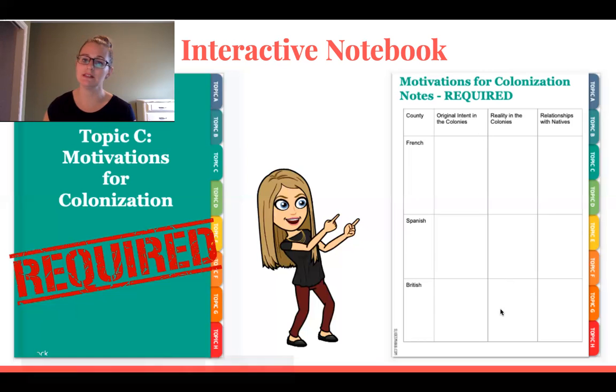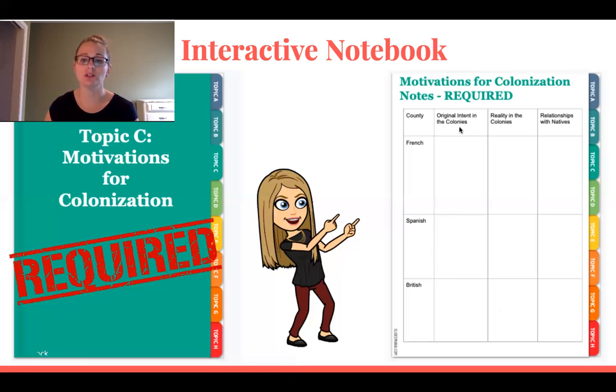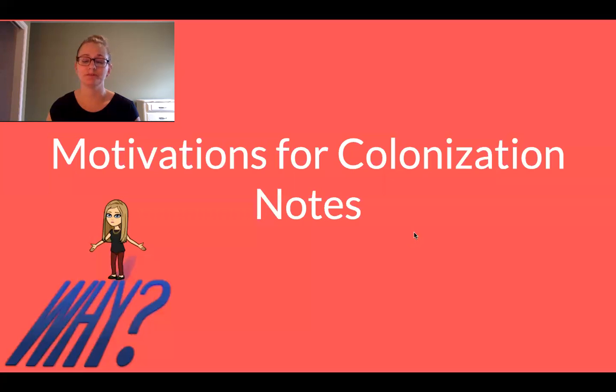So we're going to fill this in today. For each of these different countries, we're going to look at what their original intent was. So why did they come to colonize? What the reality was. So once they landed, were they able to achieve what their original intent was? And then what was their relationship with the natives like?